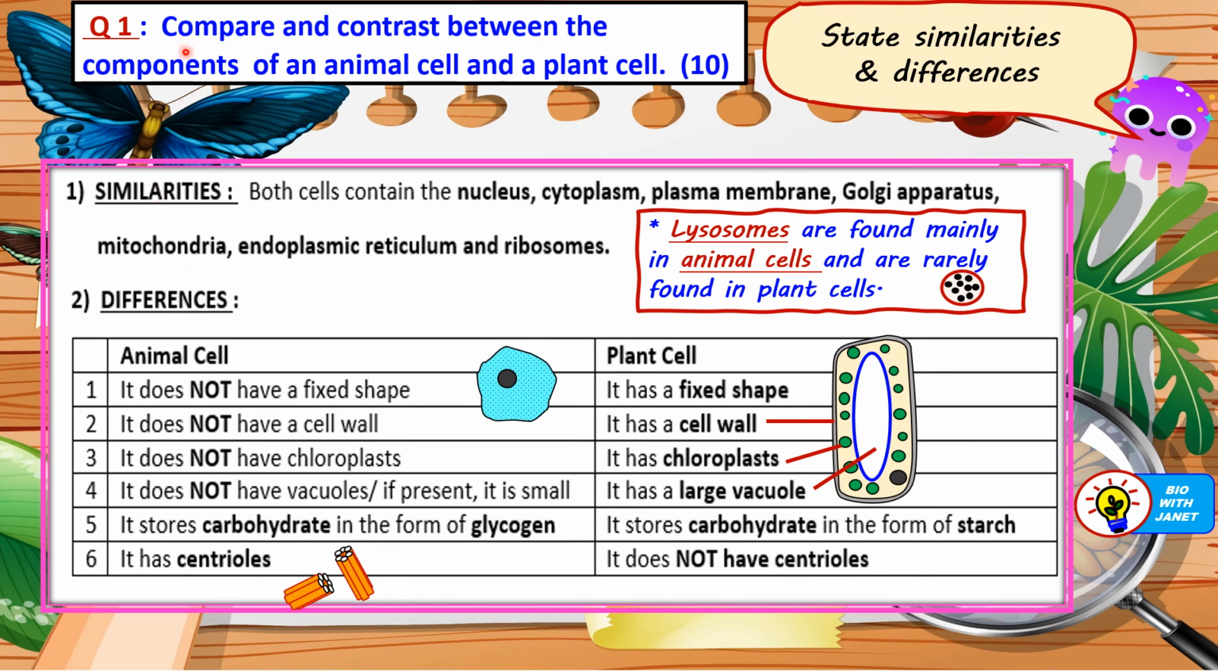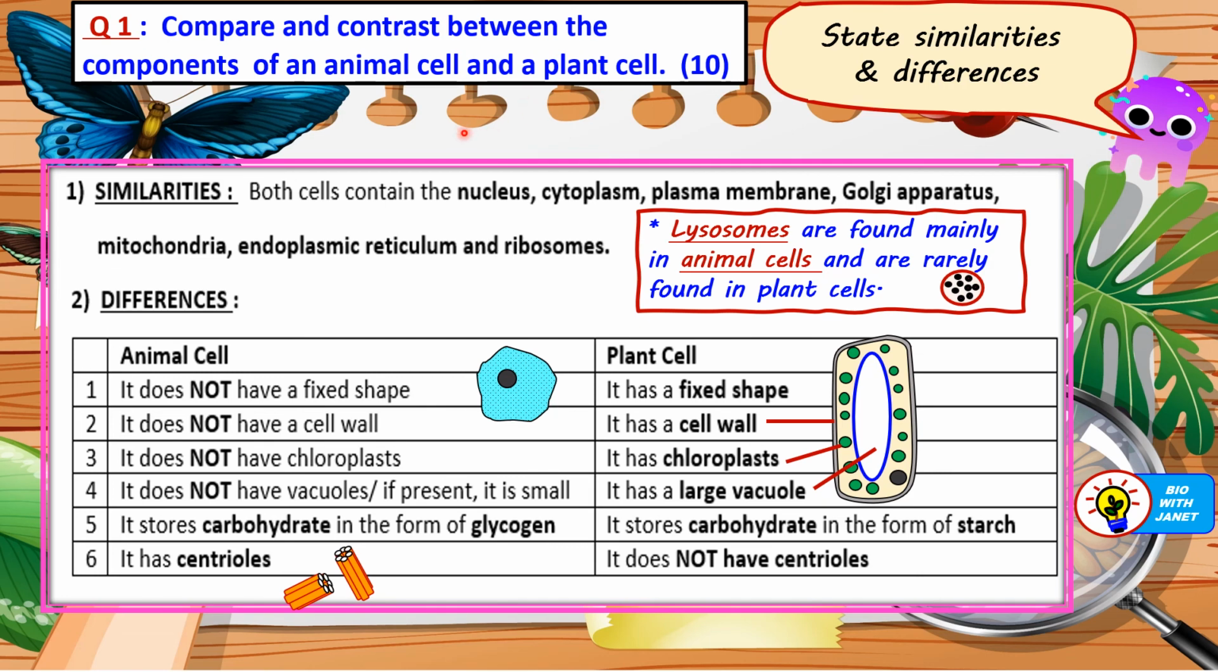Let's look at this common question on comparison. Compare and contrast between the components of an animal cell and a plant cell, 10 marks. So compare and contrast questions are very common in biology, and we must be aware that when you are asked to compare and contrast, we have to state both the similarities and the differences between the two objects. For example, between an animal cell and a plant cell. What are the similarities and what are the differences?